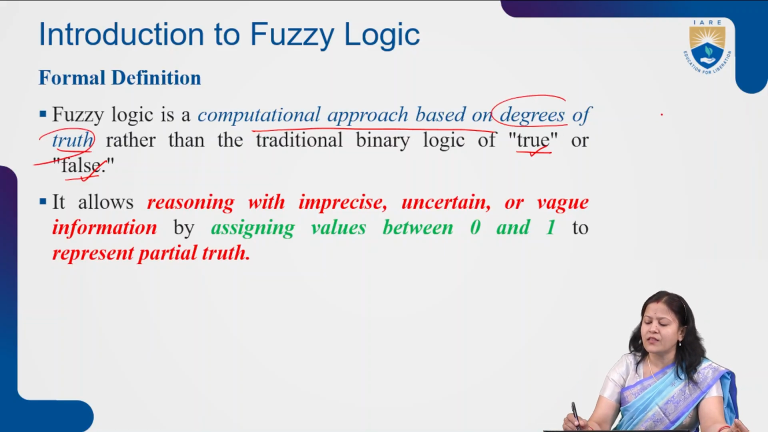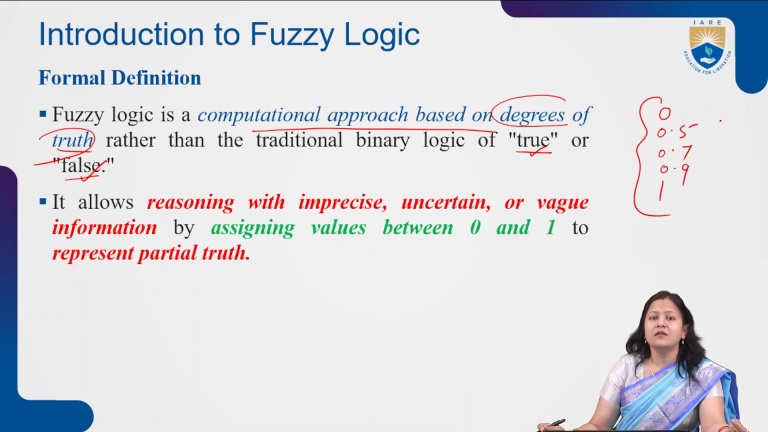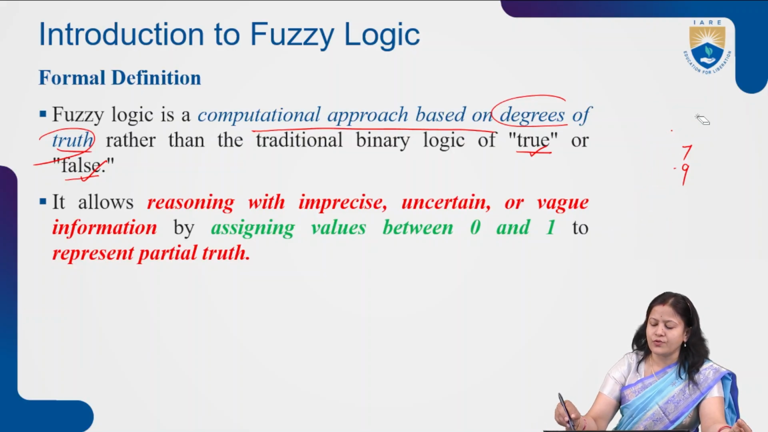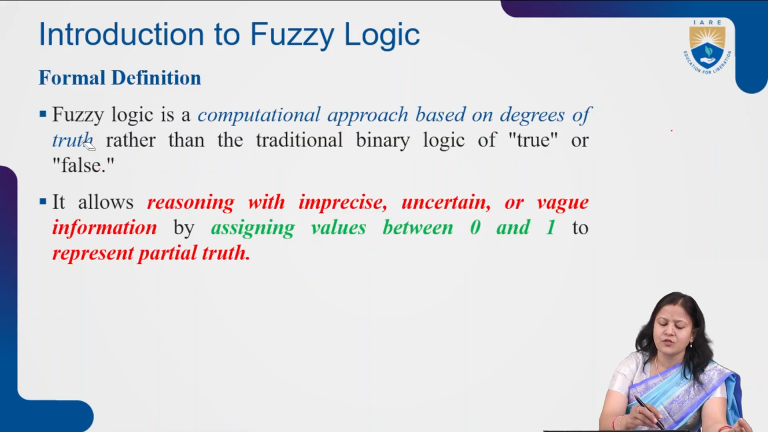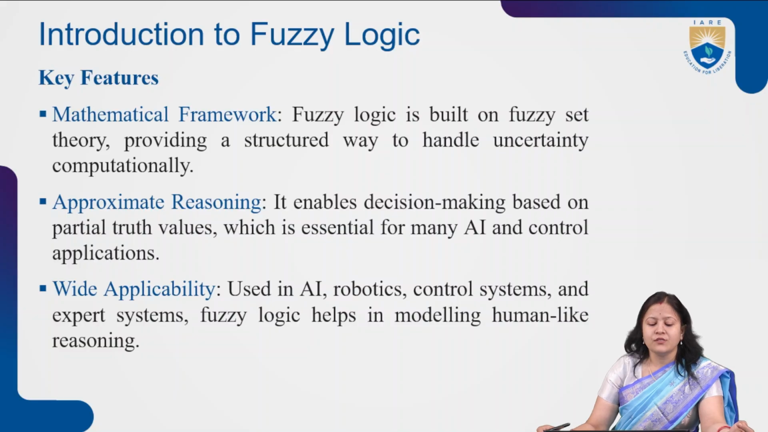The degree of truthness has values ranging between 0 and 1. It may be 0.5, or 0.7, or 0.9. These values are called the degree of truthness, and they depend upon the priority of the word. That is why it is called the degree of truth. It allows reasoning with imprecise, uncertain or vague information by assigning values between 0 and 1 to represent partial truth. It does not give the exact value; it gives an approximate or partial value in between 0 and 1.